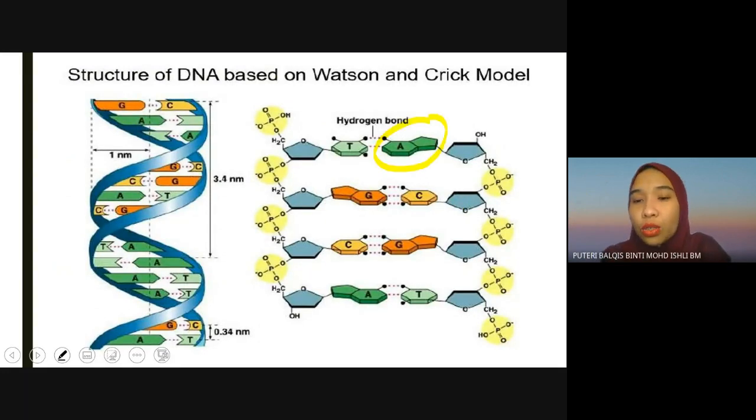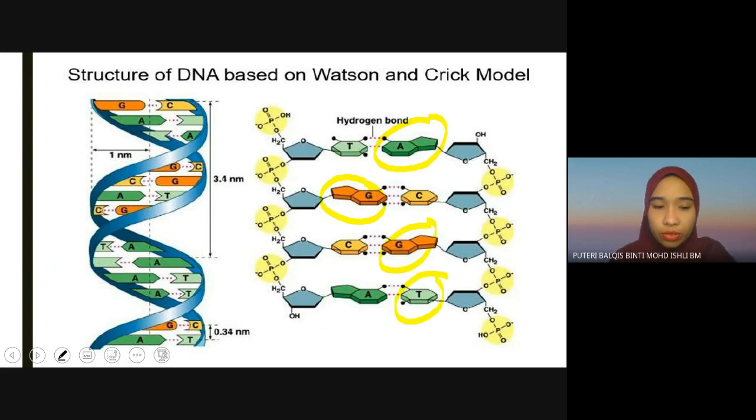this group is bigger, this base is bigger. Okay, this base is bigger. Same goes to this one, this one, this one. Oh, sorry. Yang last tu bukan. Mana dia?